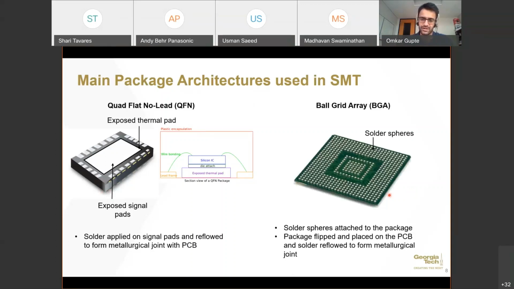The second main architecture used in SMT, and which is the more widely used architecture, is the ball grid array. In this architecture, there are solder spheres that are attached on the back side of the package, as seen here. And again, the package is flipped and placed on the PCB. The entire assembly is reflowed, and the solder melts and forms a metallurgical joint with the PCB. Since this is the more commonly used architecture, we'll be talking more about it in this course.